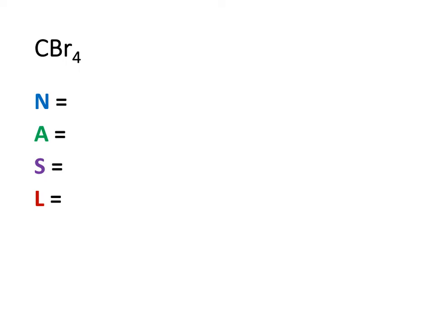Okay, so let's look at an example together. So our first step is to calculate our needed electrons. This one's a little bit easier since we have all atoms that need 8 electrons to reach an octet. So I'm going to take the number of atoms, in this case 5, and multiply it by 8, since each atom will need 8 electrons to reach its full octet. And 5 times 8 is going to give me 40 electrons.